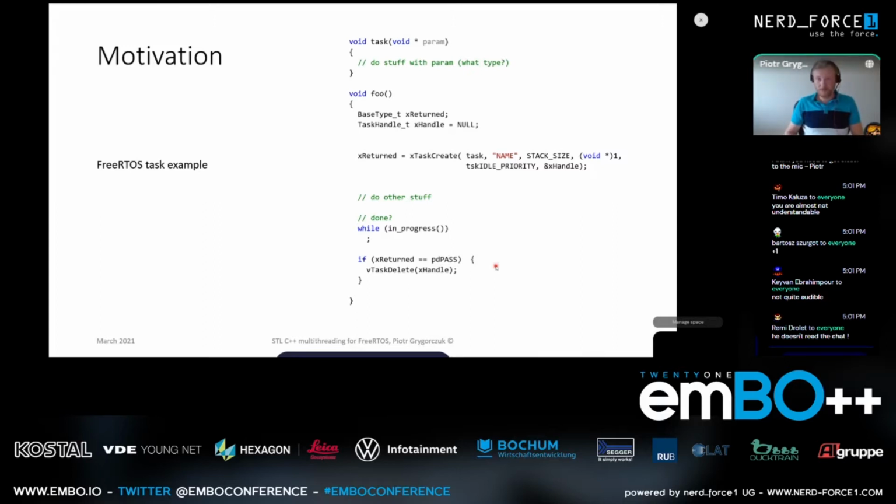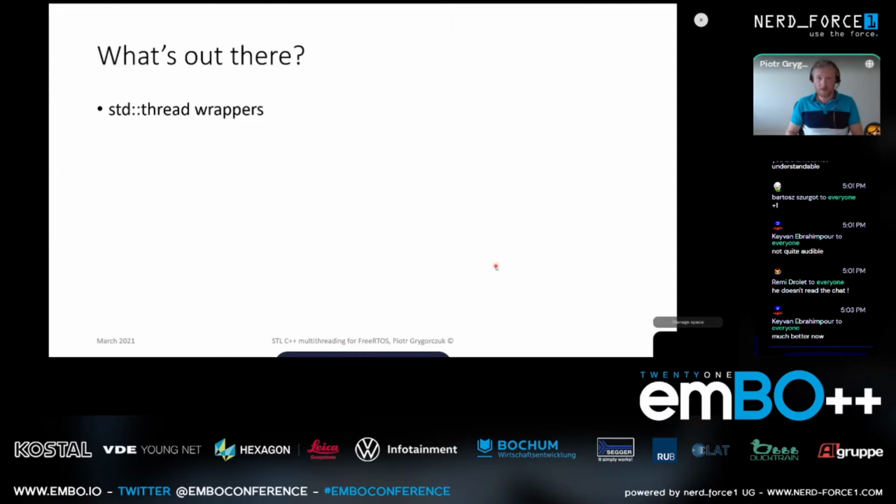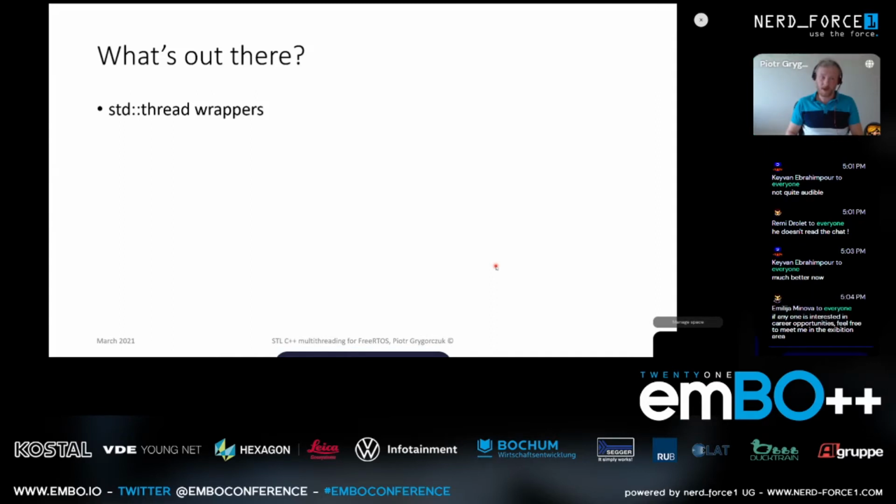Yeah, so it's just an example for FreeRTOS, but I believe that most systems will have a very similar API. So what are the solutions out there? Most of the time I saw people create their own wrappers for std::thread. This is not that bad an idea, considering that it's portable, so depending on what compiler you use, your class may work. However, from my perspective, this is re-implementing what's already out there.